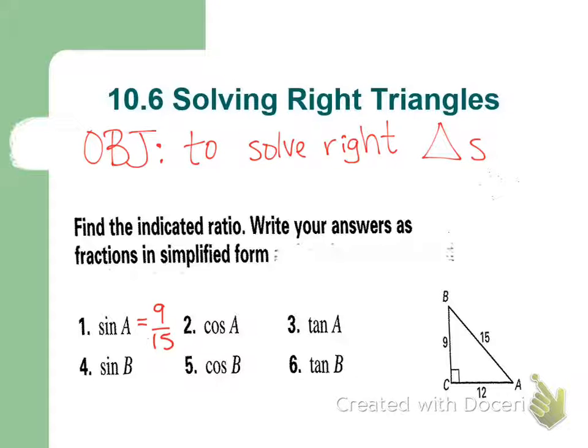So for the sine of angle A, we want opposite over hypotenuse. Regardless of which angle we're working with, 15 is going to be the hypotenuse. That doesn't change. The side opposite angle A is 9. We should reduce that. What would it be? Three over 5. Okay, so I'll edit that.